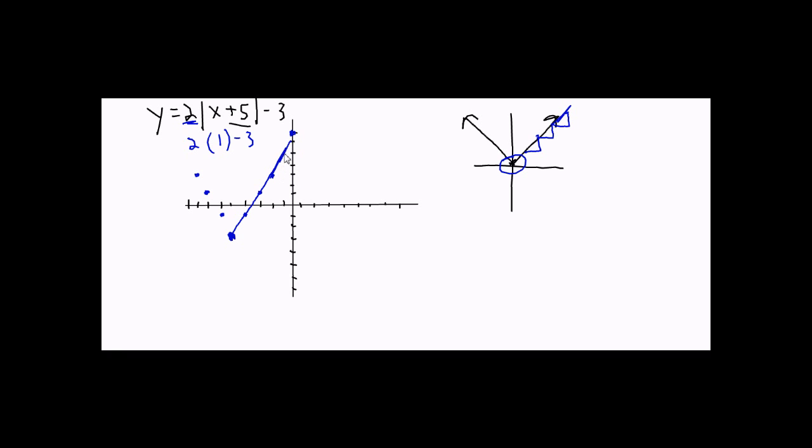I'm pretty big on finding the y-intercepts because it's easy to do. Just make sure it goes to the right point. And then I'm going to try and draw this the best I can with this crazy pen. There we go. Bam. 2 absolute value of x plus 5, minus 3. Beautiful, I know. Next one.